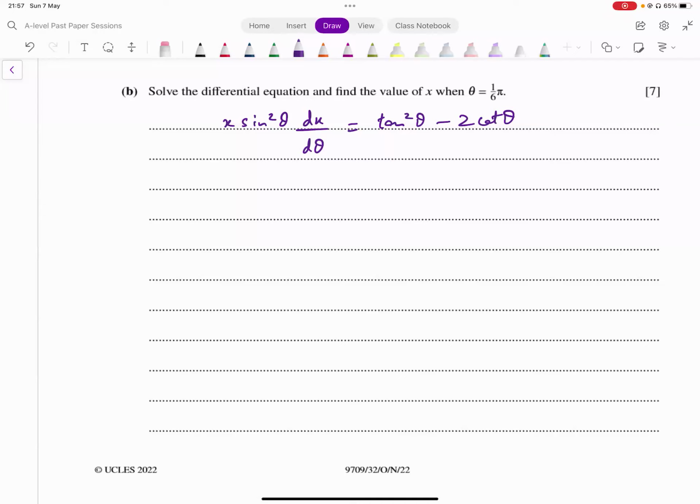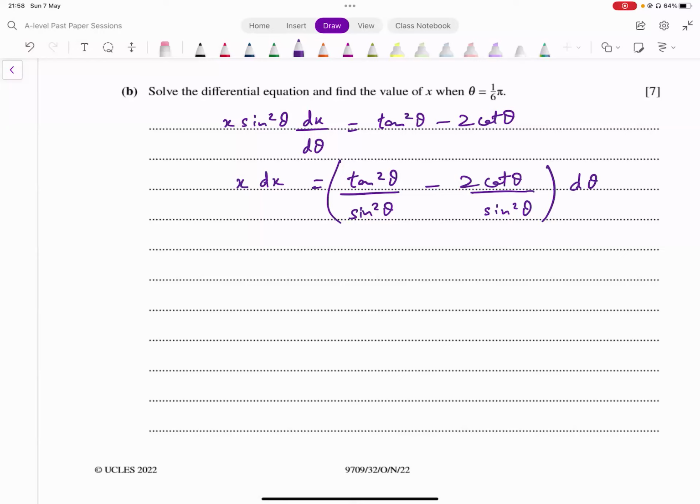अब लेफ्ट साइड पे आपके पास क्या हो जाएगा? आपके पास बचेगा x into dx. On the right side, if we take sine square to the other side, that is going to leave you with tan square theta over sine square theta minus 2 cot theta divided by sine square theta. All right, and you have d theta multiplied with that.